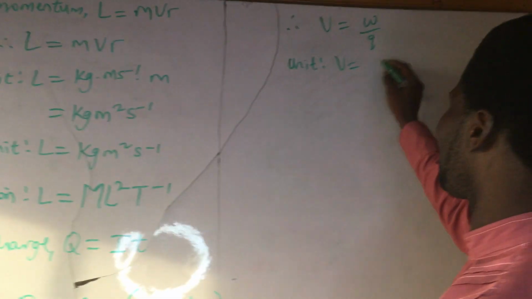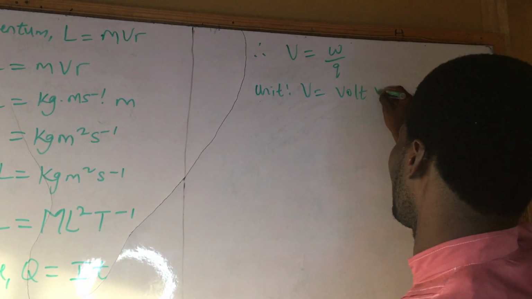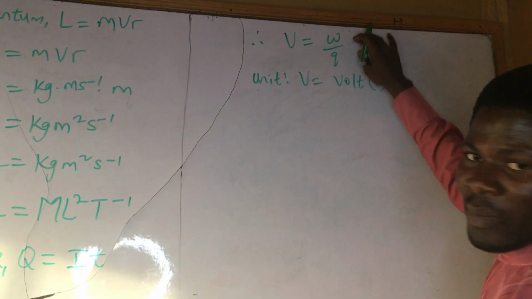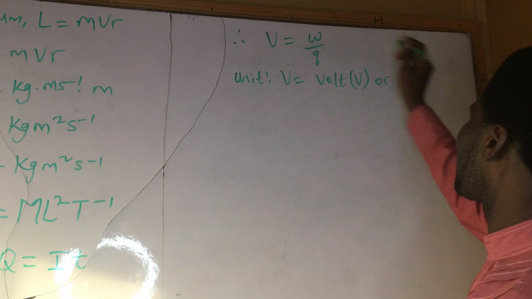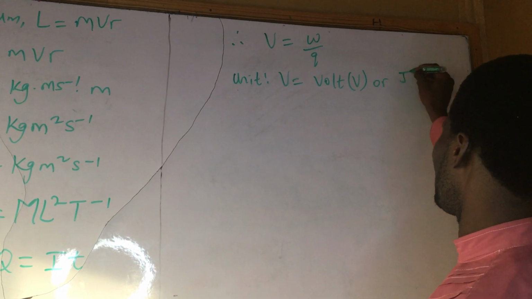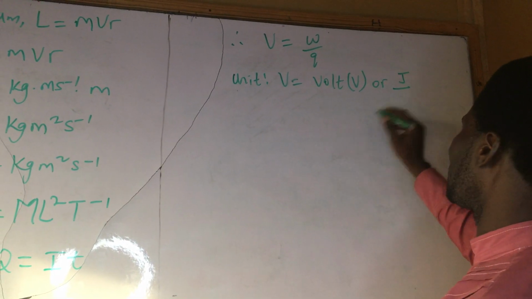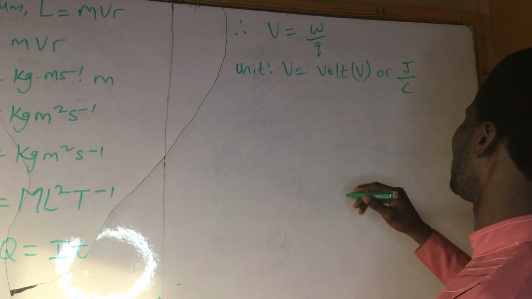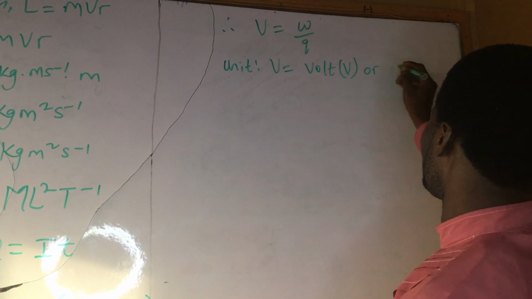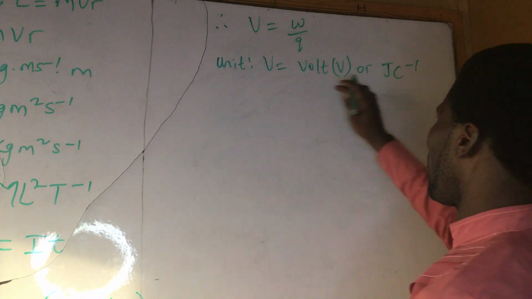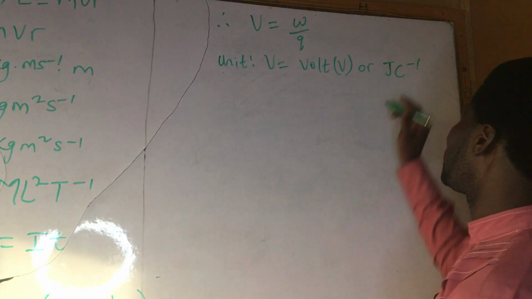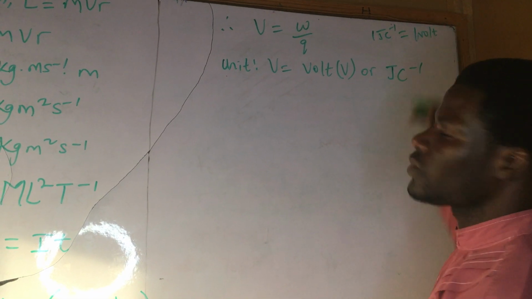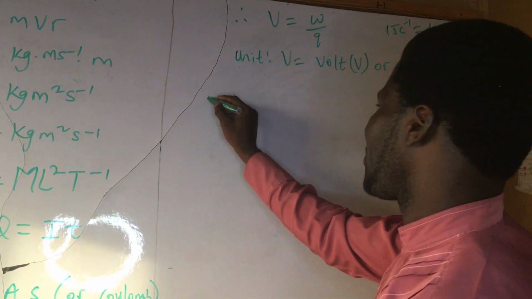So units now. Unit of potential difference is volt. Or we can go from the formula. Unit of work done is joule. Charge is what? Coulomb. So joule per coulomb. So the unit becomes joule per coulomb or volt. 1 joule per coulomb is the same thing as 1 volt. Okay? Therefore, the base unit.